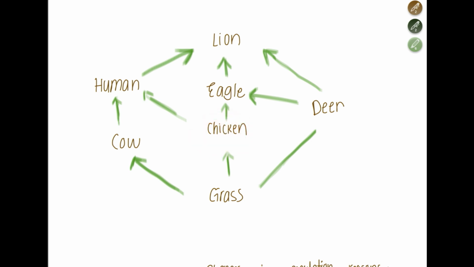So let's see what will happen if one organism is completely removed from this food web. Let's see what would happen. So that means, according to this food web, the human beings are only relying on cows because there is no chicken. So that is going to reduce the population of cow. Also, the eagle is only depending on deer, that is also going to reduce the population of deers. So both of them are going to be reduced.